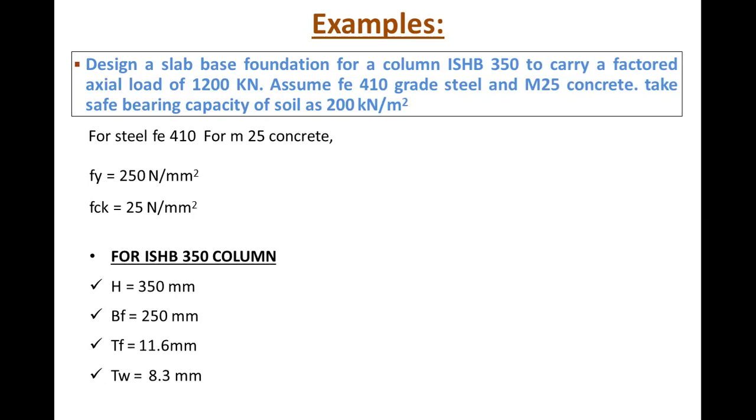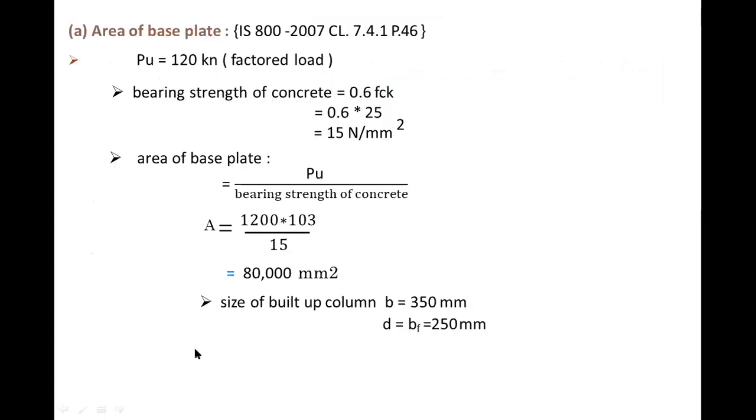First of all, for steel there is Fe410 grade and M25 concrete given. Based on that, our fy is equal to 250 Newton per mm square, and fck, which is based on concrete, is equal to 25 Newton per mm square. Now the second thing given is our column section, ISHB 350. Based on that, we will find the height, width and thickness criteria in our steel table.